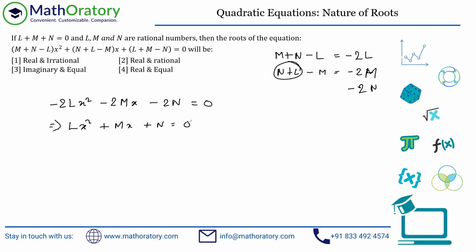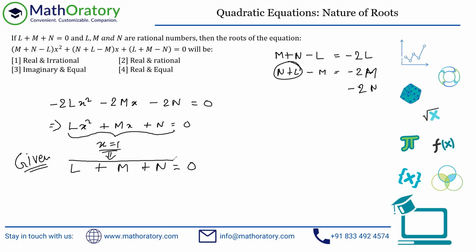So this is now a very nice observation part. We already have been given, this is a given part, that L plus M plus N is equal to 0, right? Check here. If I put X equal to 1, then I get L plus M plus N. So what it implies is one of the roots of this expression should definitely be 1, X equal to 1.